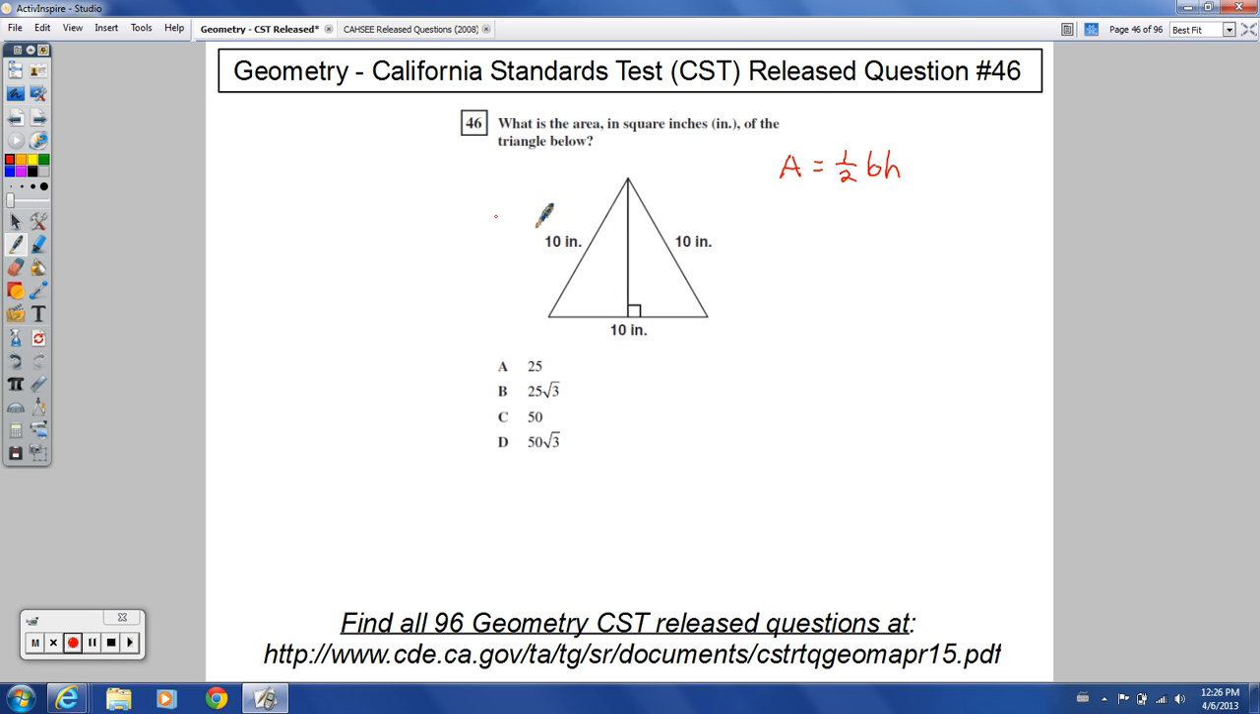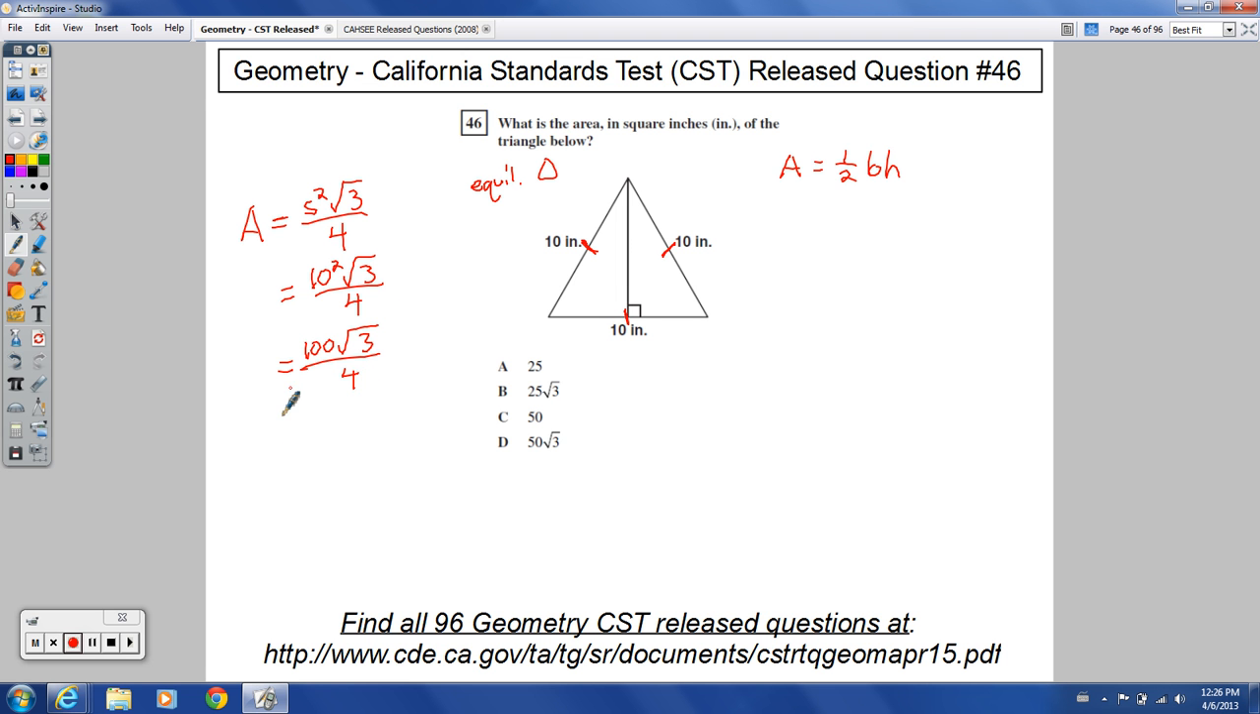We actually have a shortcut formula for this kind of triangle. This triangle happens to be, since these sides are all the same, an equilateral triangle. And if you remember the shortcut formula, the area is your side squared times radical 3 over 4. So if you noticed that and remembered this formula, you would have 10 squared times radical 3 over 4. That's 100 times radical 3 over 4.